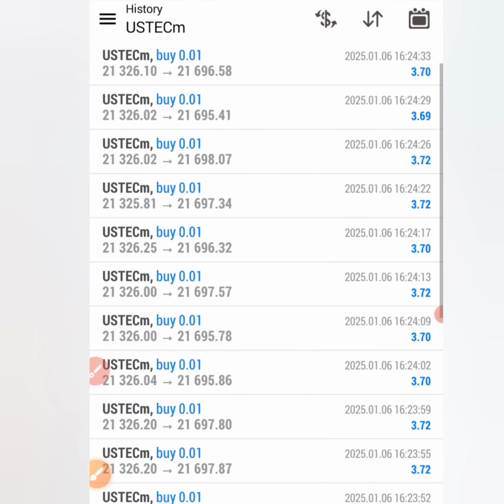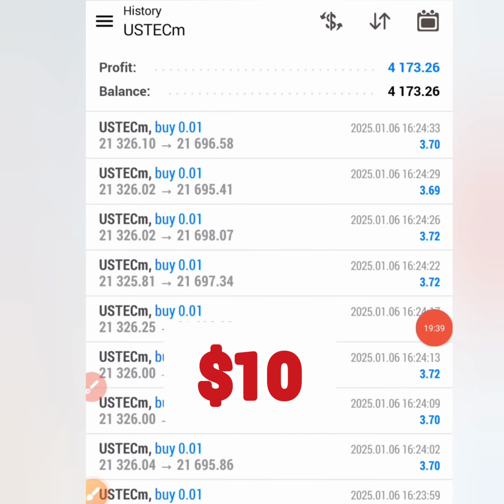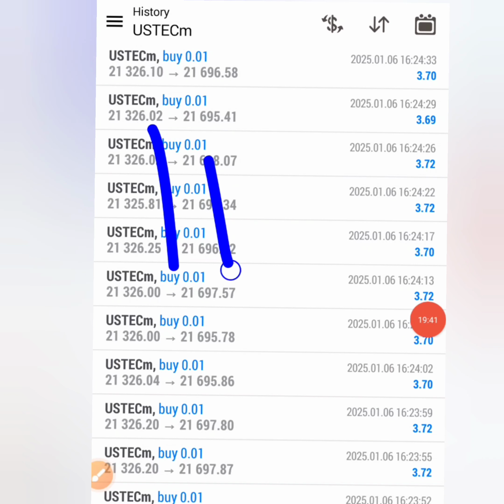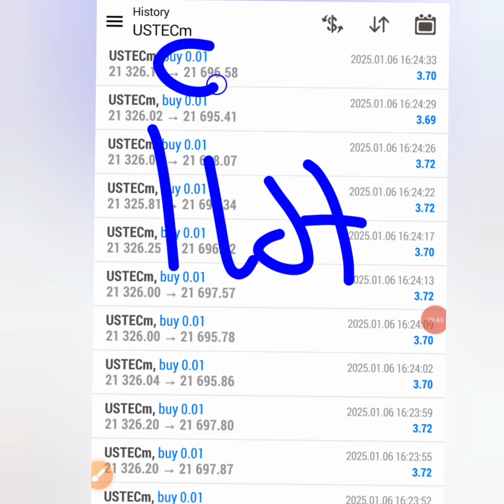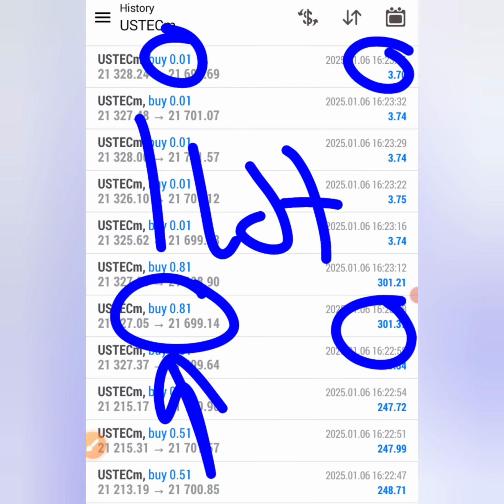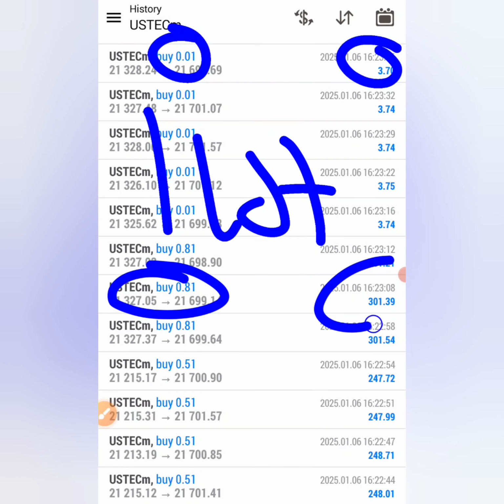The only difference between traders who make $10 and traders who make thousands of dollars in the forex market comes from, one, the lot size that you use. If you're using 0.01, you make $3, but on the same trade, if I use 0.8, I make $300, which means we may get the same trade, but by using a bigger lot size, you make more money.